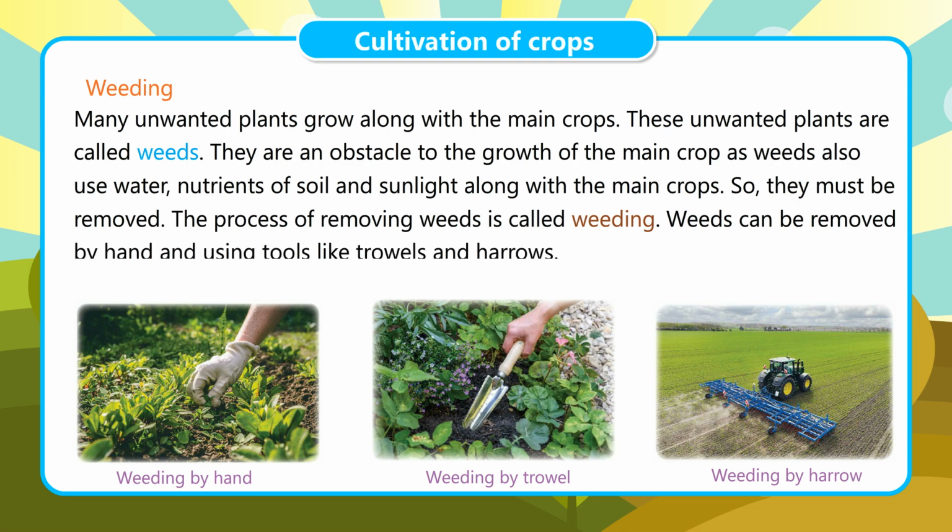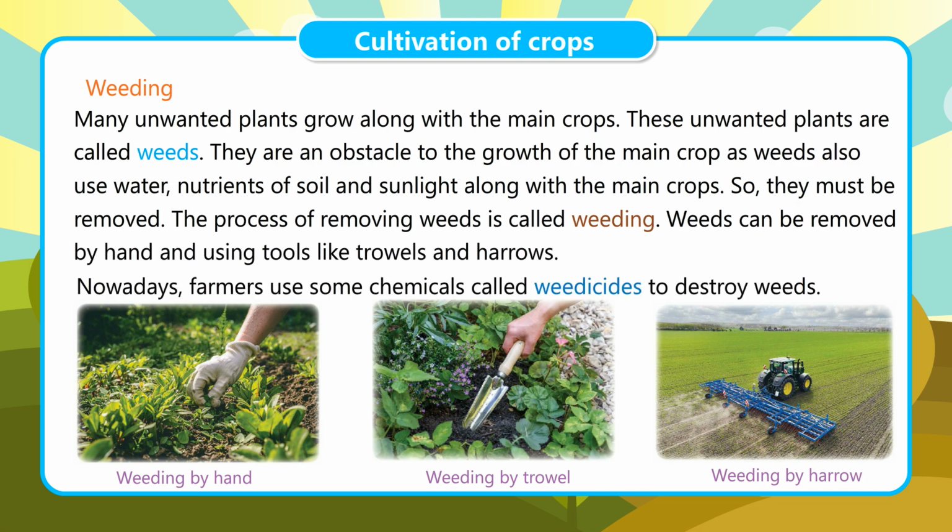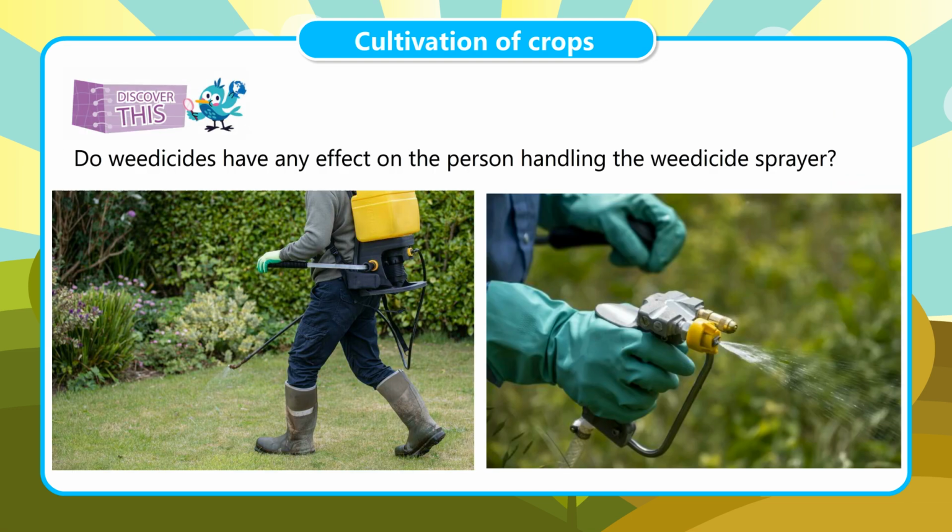Weeds can be removed by hand and using tools like trowels and harrows. Nowadays, farmers use some chemicals called weedicides to destroy weeds. Discover this. Do weedicides have any effect on the person handling the weedicide sprayer?